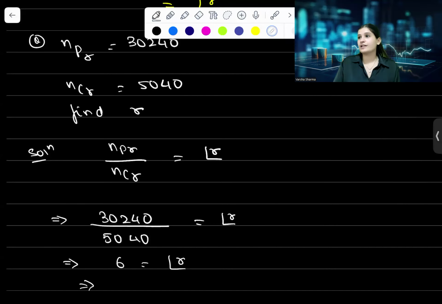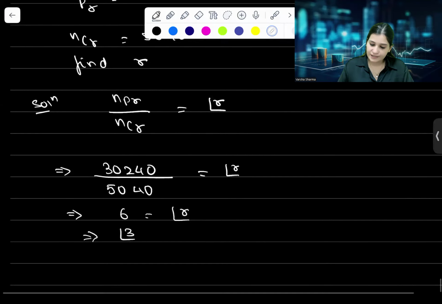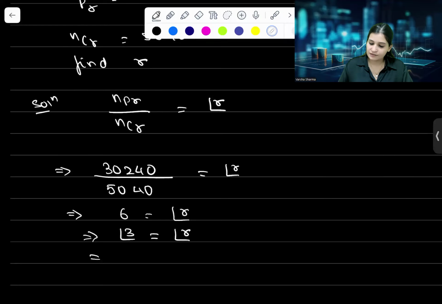And 6 is the factorial of 3. So factorial 3 equals factorial r. So r will be equal to 3. Done.